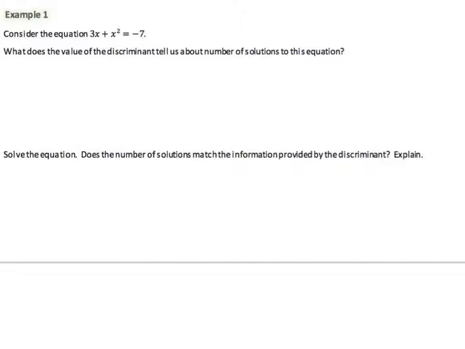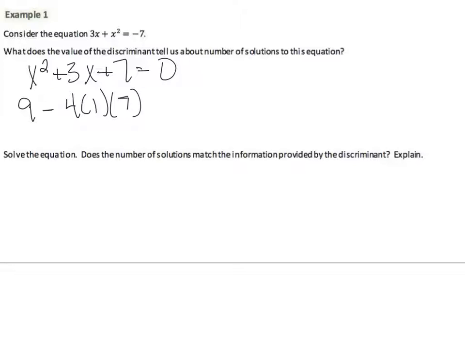Okay, so consider the equation 3x plus x squared plus 7. What does the value of the discriminant tell us about the number of solutions to this equation? Let's put it in a different order. I have x squared plus 3x plus 7 equals 0. The discriminant is b squared minus 4 times a times c. So it is negative. So there are no real solutions, right?